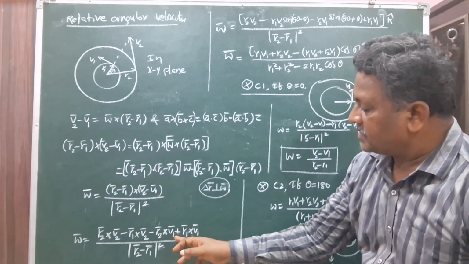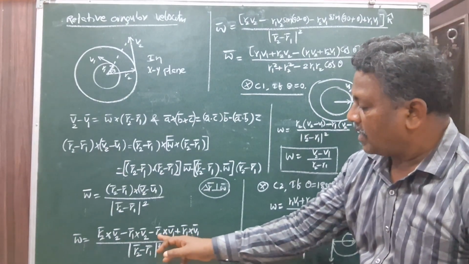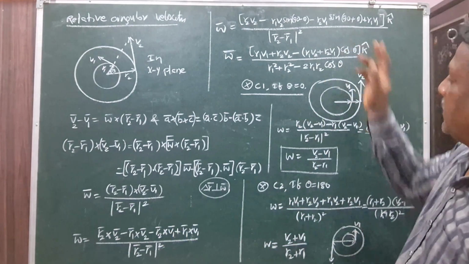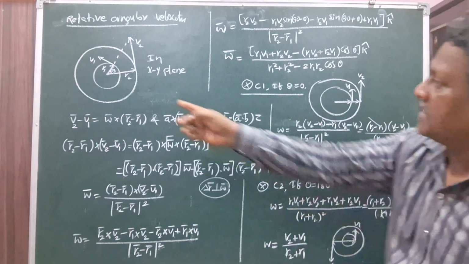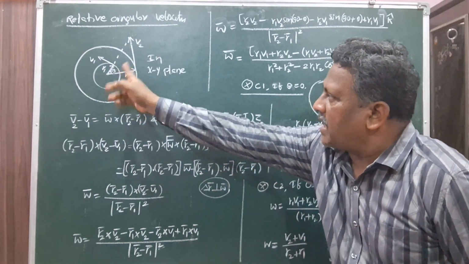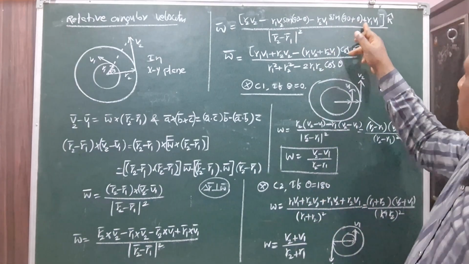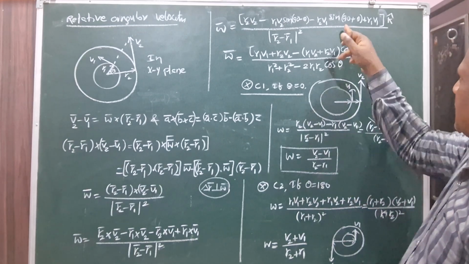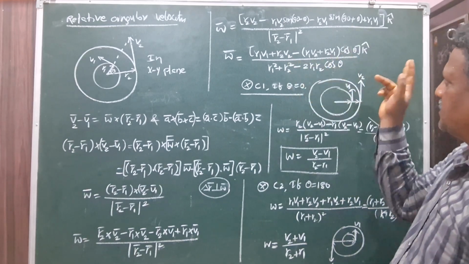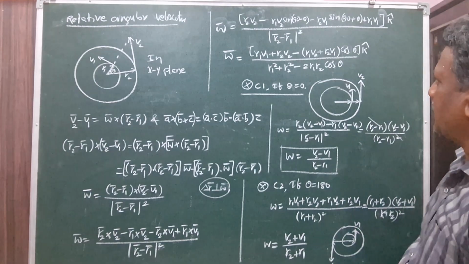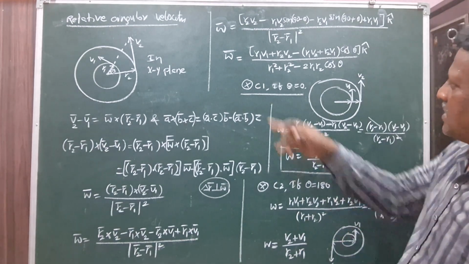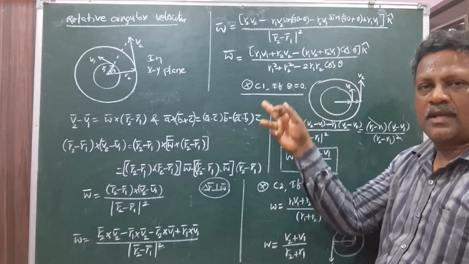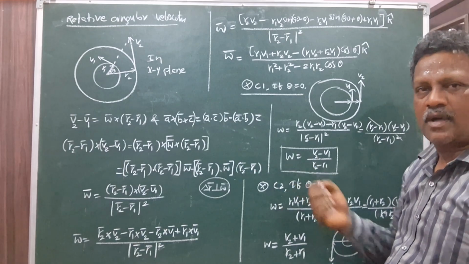And r2 cross v1 bar you can write as r2 v1 sin of the angle between those two vectors, v1 and r2. This angle is 90 plus theta, and sin of 90 plus theta is cos theta. By substituting and taking cos theta common, this is the general formula for the relative angular velocity between two particles revolving in different circular paths with constant speed.